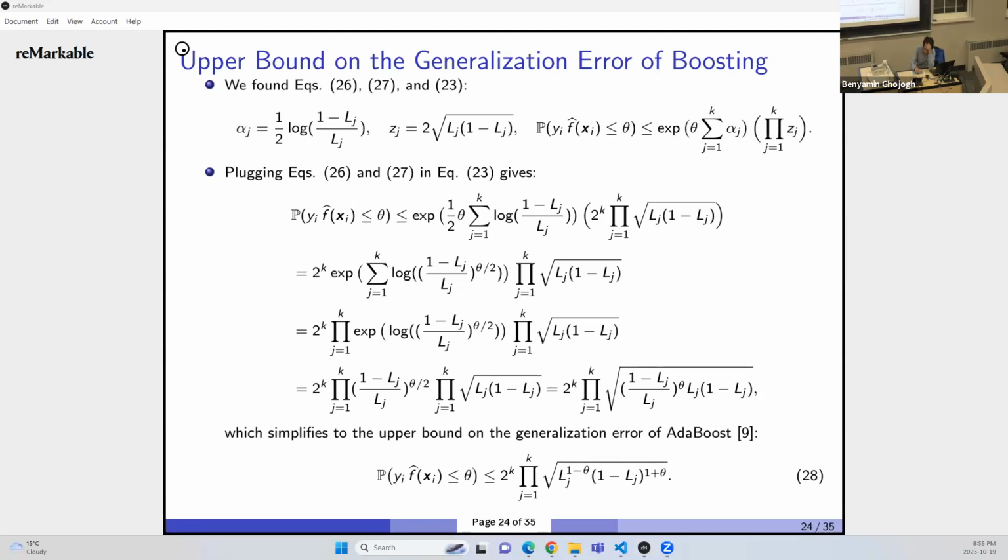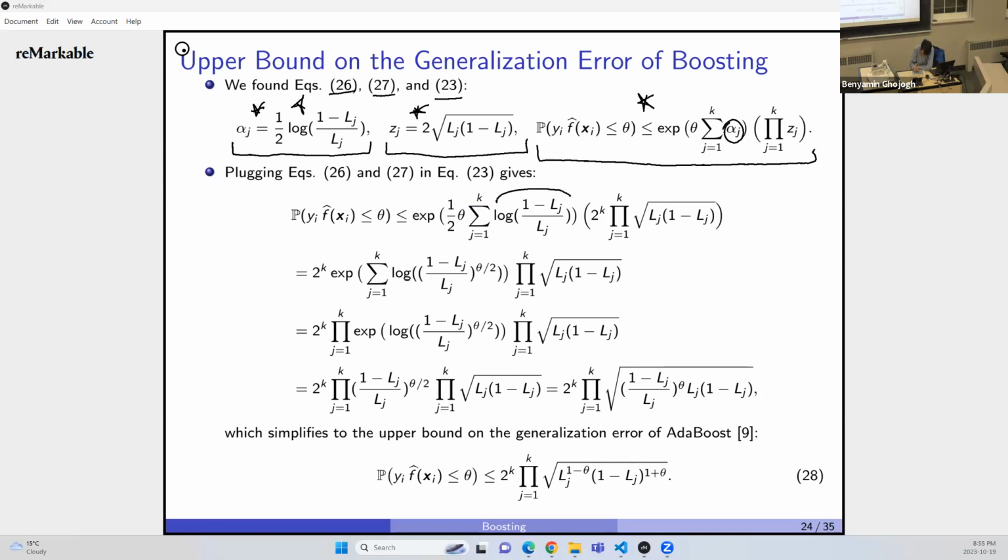Now, we found equations 26, 27, and 23. We put them next to each other. This is alpha j. This is Zj. This is the upper bound on the probability of error. Okay? Agreed? Now, let's plug equations 26 and 27, so these two, in equation 23, which is the upper bound on the probability of error. If you substitute them, what happens? So I have alpha j here, replace it with this. I'll get this. Also 1/2, I bring it out of the summation. I have Zj, it's here, it's here. Can I bring 2 out of the multiplication? Yes, but I have to power it, right? 2 to the power of k, because I have k times multiplication. Agree? In summation, I factor it out. But in multiplication, I need to power it. Agree?